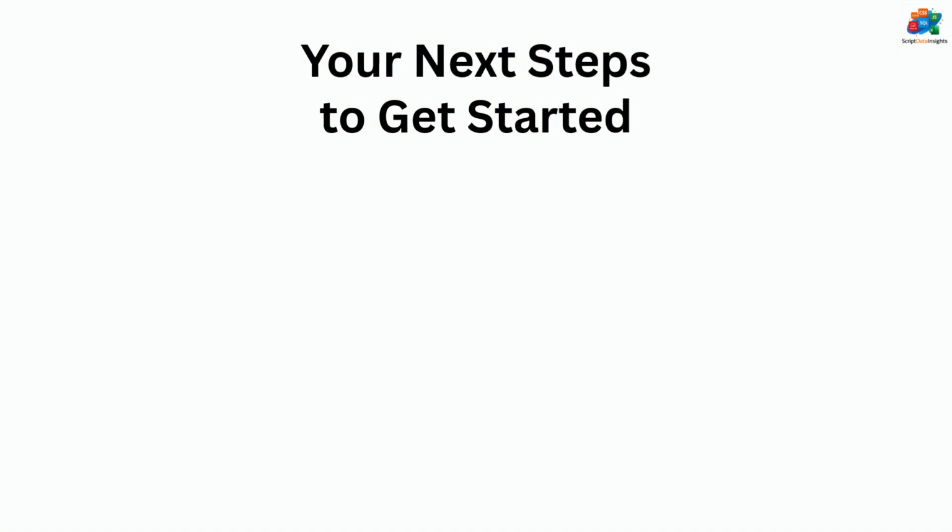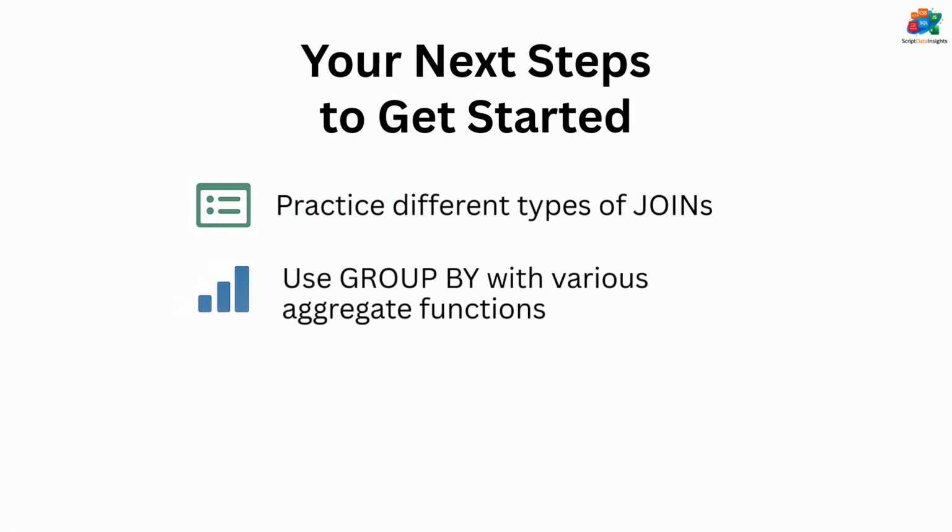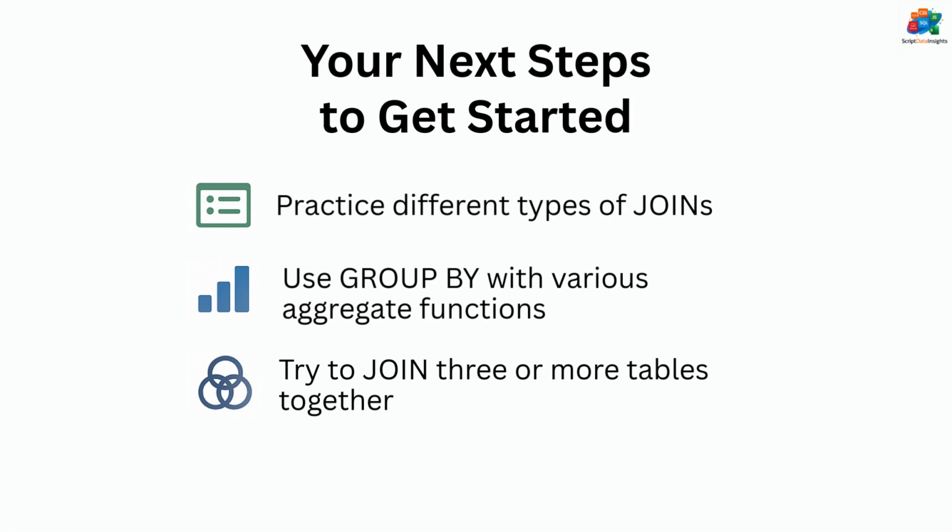The best way to learn is by doing. Here are some next steps to get started. First, try using a left join to find all customers from a customers table and see which ones have not yet placed an order in the orders table. Next, practice using different aggregate functions like AVG and MIN on your grouped data to find various insights. Finally, challenge yourself by joining 3 or more tables together, such as customers, orders, and products, to answer even more detailed business questions.